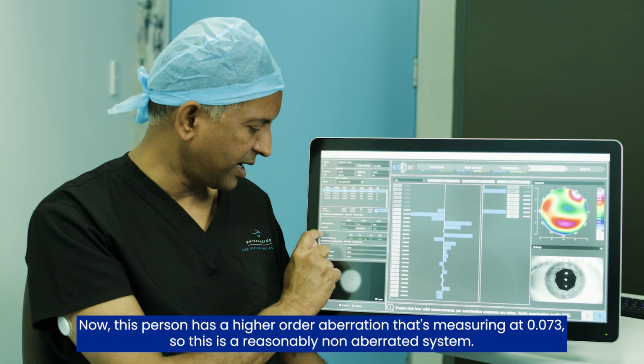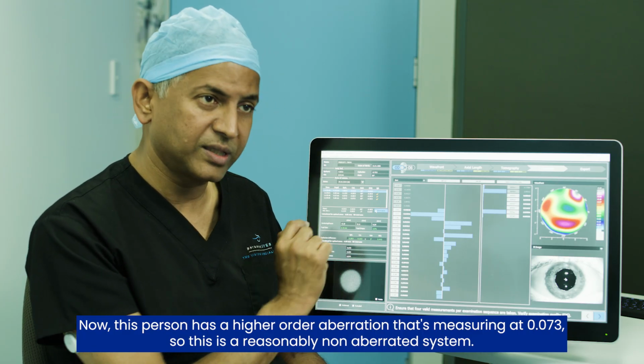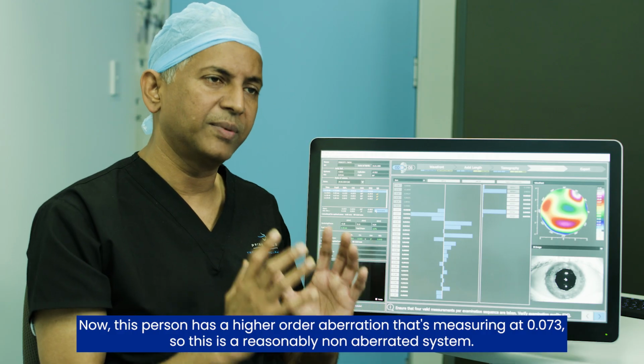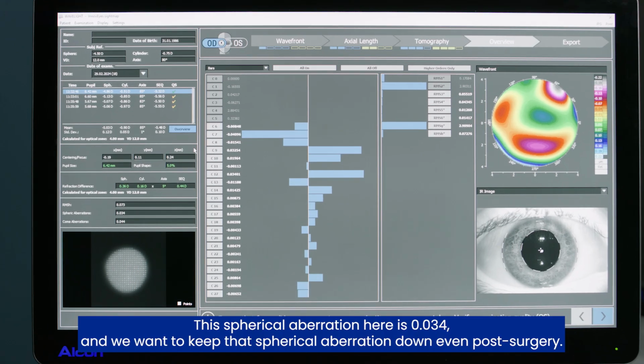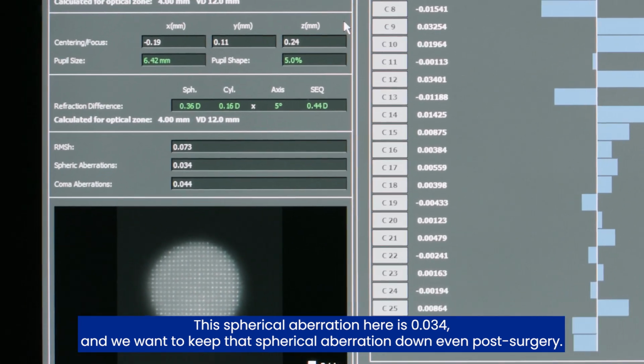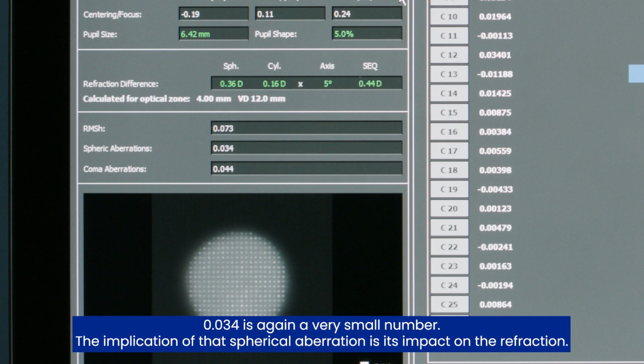Now this person has a higher order aberration that's measuring at 0.073. So this is a reasonably non-aberrated system. The spherical aberration here is 0.034, and we want to keep that spherical aberration down even post-surgery. 0.034 is again a very small number.